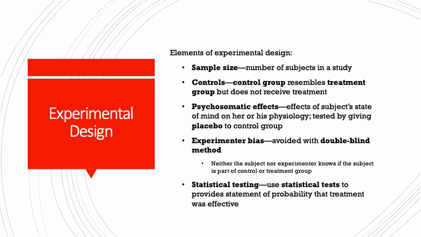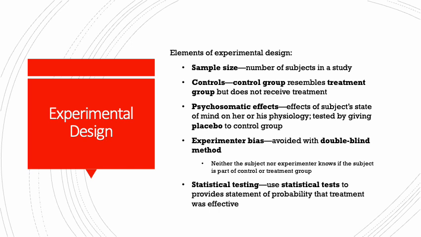So we do this by not letting the person in the experiment know if they are in the test group, the treatment group, or the control group. That is called a double-blind method. Nobody knows whether they're getting the meds or not. Okay? Then there is also the placebo effect, where people think they are having changes, but they're really not.